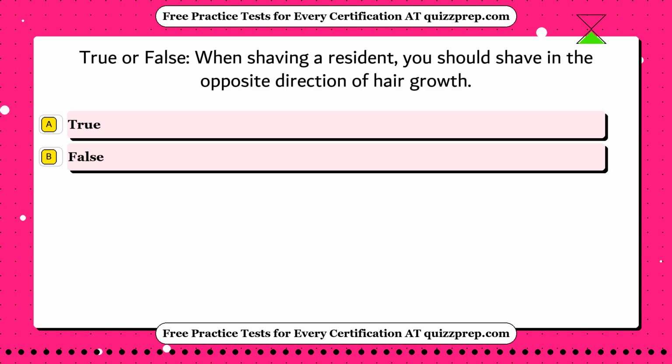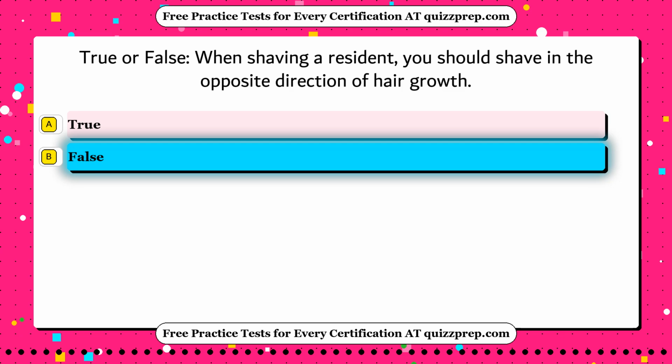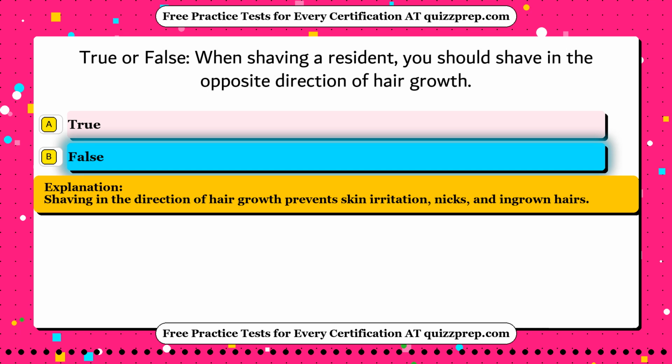Question 61. True or false, when shaving a resident, you should shave in the opposite direction of hair growth. Option A, true. Option B, false. The correct answer is option B, false. Shaving in the direction of hair growth prevents skin irritation, nicks, and ingrown hairs.